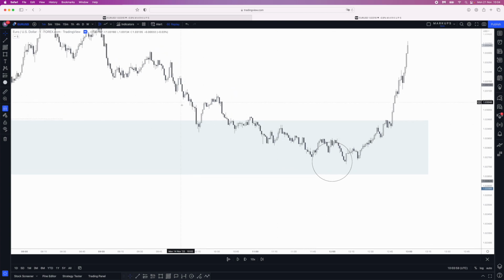So we come down, we get a change of character. You might enter it here, so this could be a valid loss if this does fit your trade plan. So we'll come down, we'll probably take a loss right here. Let's just mark that on the charts for the sake of it.